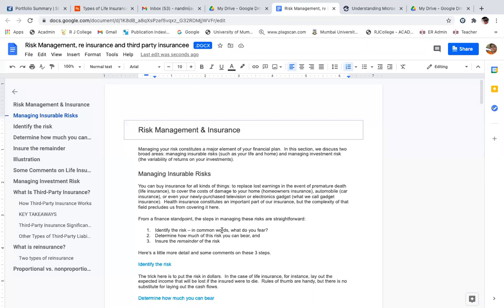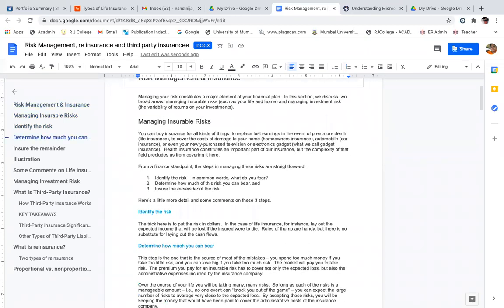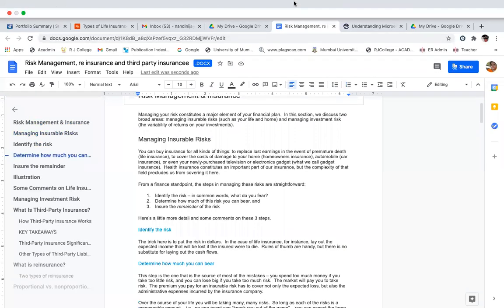And then, how much is this risk? How much can be borne? How much cannot be borne? And insure the remainder of the risk. जो हो सकता है उसे insure कर सकती हूँ, right? That is what I am going to do. Now, when I identify the risk, what am I going to see? How much will be the loss to my family in numerical terms or in monetary terms? Monetary loss कितना है मेरे ना रहने से, right?